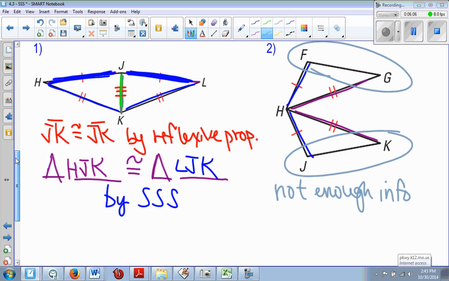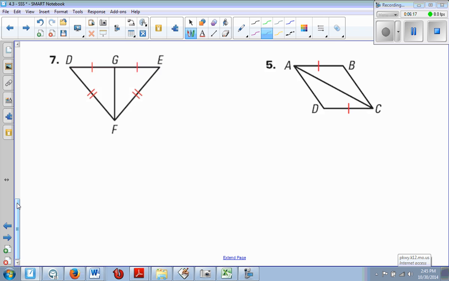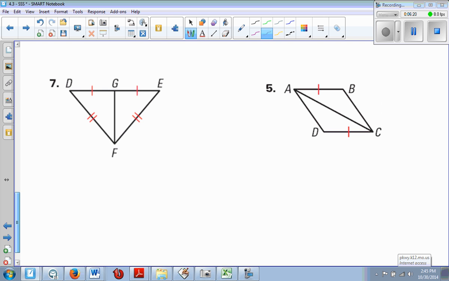Now, I'm not saying that they aren't congruent. I'm saying that there's not enough information in the picture to say that they are. There's a difference between those two things. In the next one, number 7, again, notice that we've got 2 pairs already marked, DG and EG. We've got DF and EF. And the third side, again, just like the one above, comes from this side that's shared down the middle. So I'm able to say that that is a third congruence, and therefore I have congruent triangles.